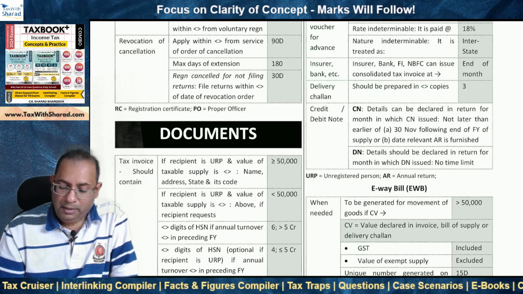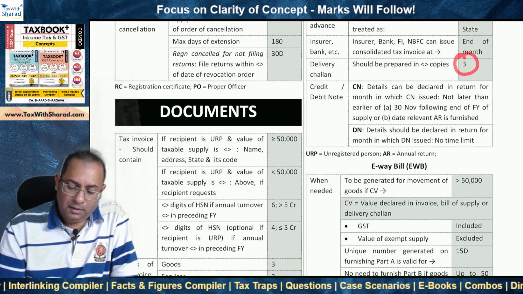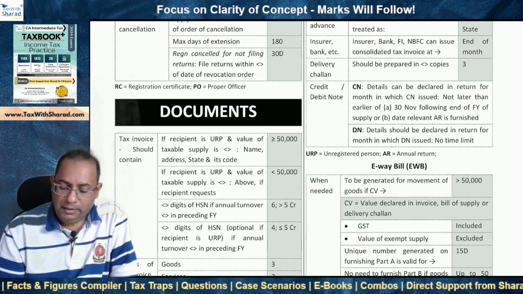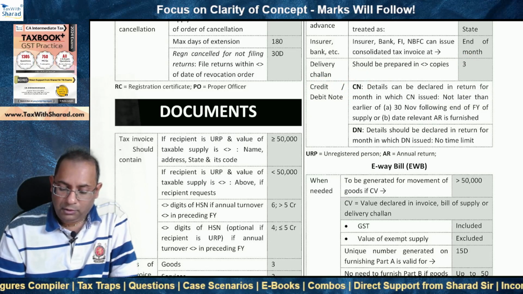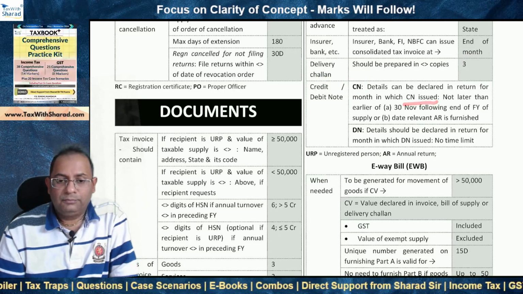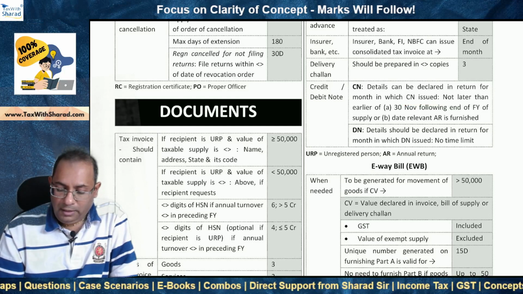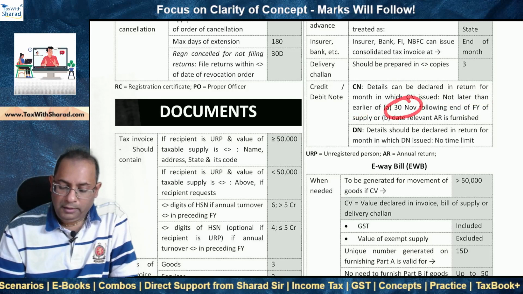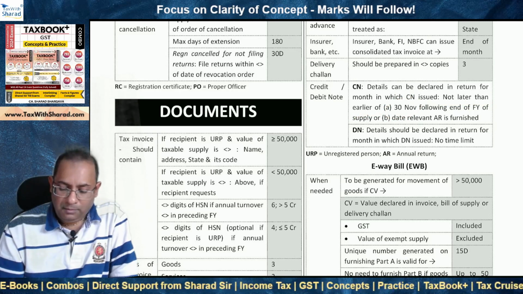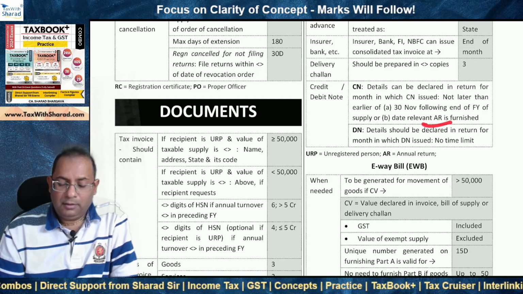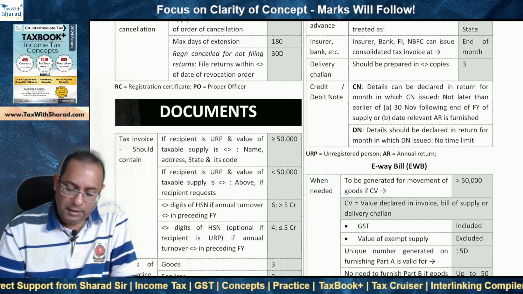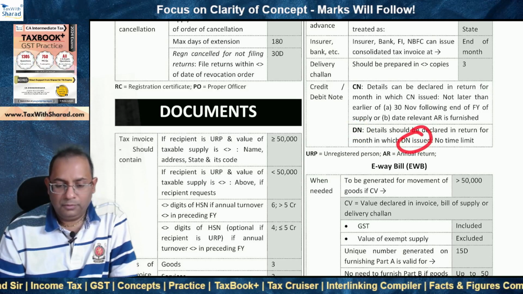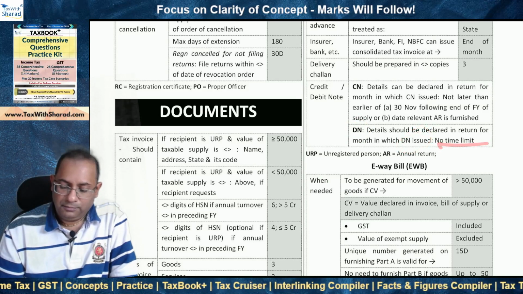Delivery challan should be prepared in 3 copies. Credit or debit note. As far as credit note is concerned, details can be declared in the return for the month in which credit note is issued. And this should not be later than the earlier of A or B. A is 30th November following the end of financial year of supply. B is the date the relevant annual return is furnished. As far as debit note is concerned, details should be declared in the return for the month in which debit note is issued. And for this, there is no time limit.